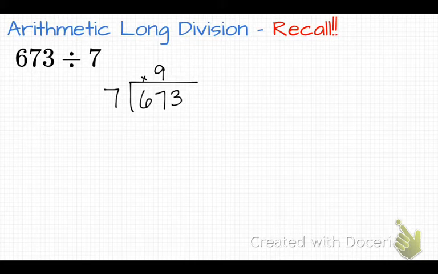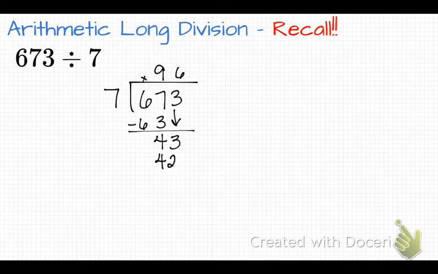So what do I do with the 63? I'm going to subtract it. Okay, good. What is 67 minus 63? 4. Good. What do I do next? Okay, so does 7 go into 43? Yes. How many times? 6 times. What is 6 times 7? 42. And what is 43 minus 42?